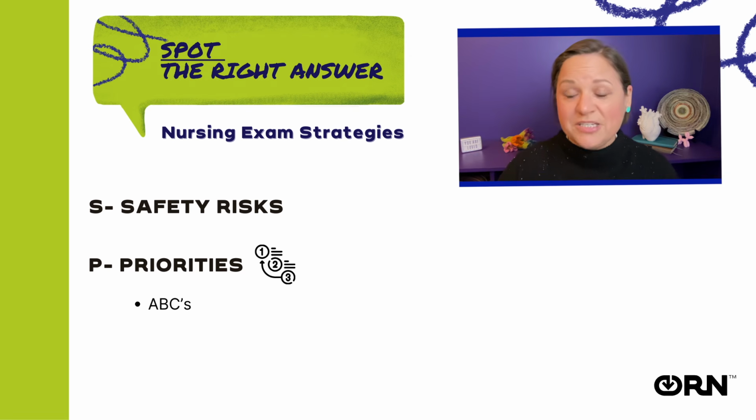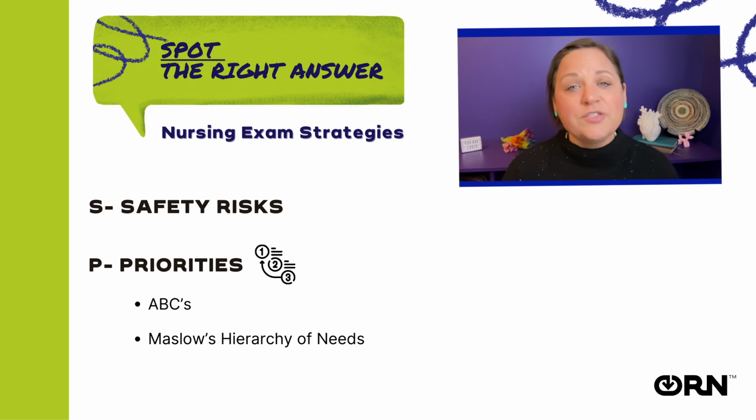Another prioritization strategy is Maslow's, so addressing the hierarchy of needs. So if you have, for example, a psychological issue with a patient or an emotional issue, but there's a medical physical issue that's even stronger, the medical physical issue is going to be more important at that moment. So Maslow's hierarchy of needs is another way to prioritize those questions. Now, the third prioritization strategy is acute over chronic.